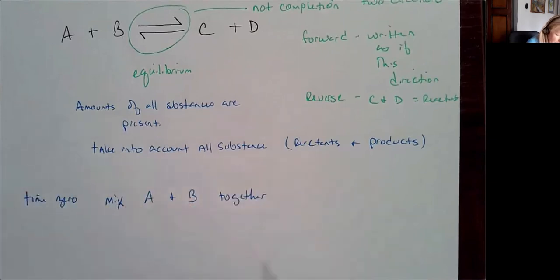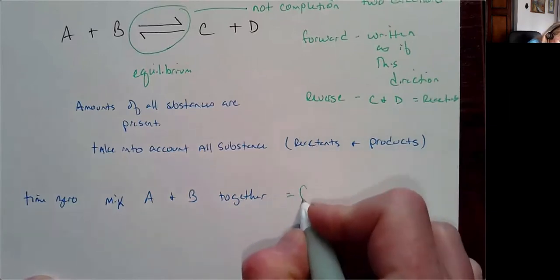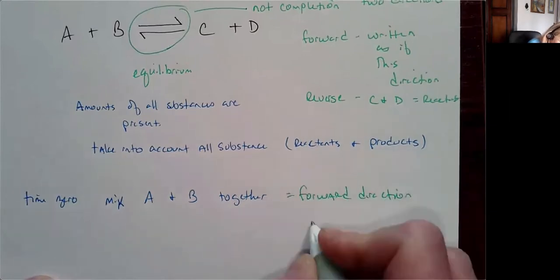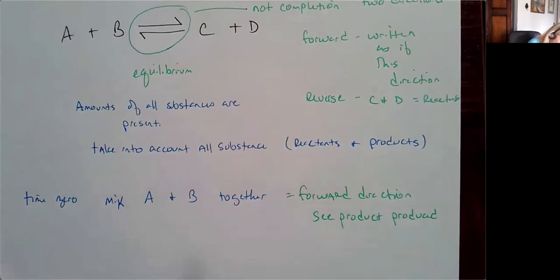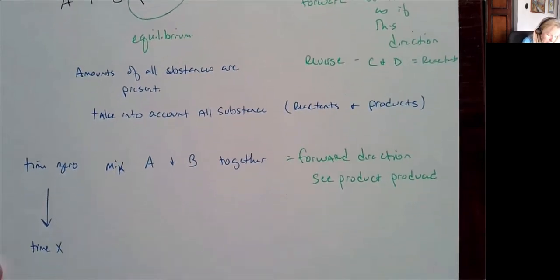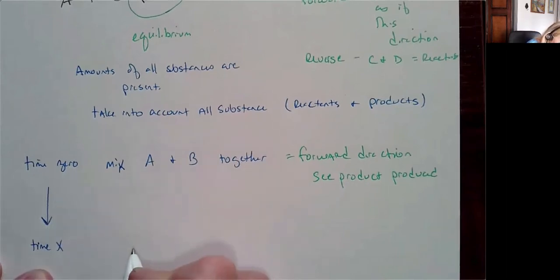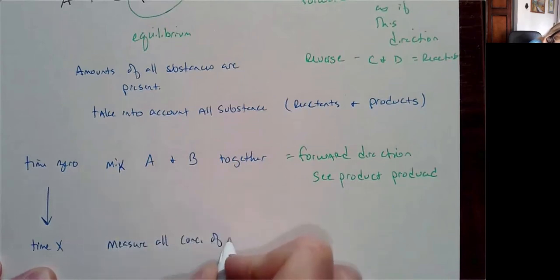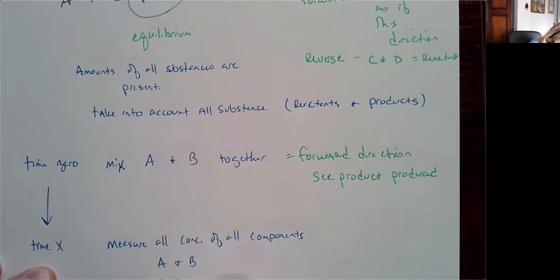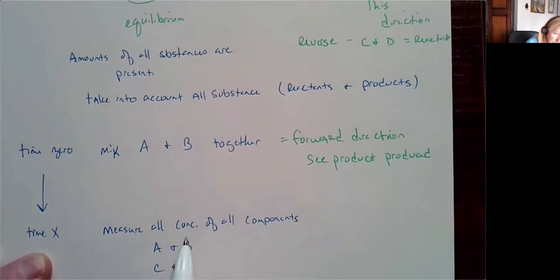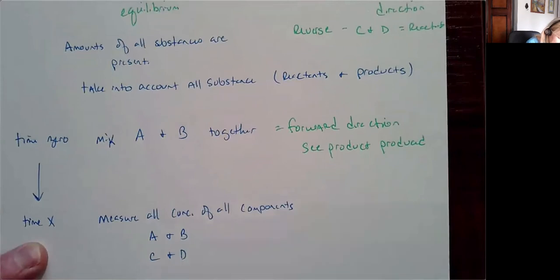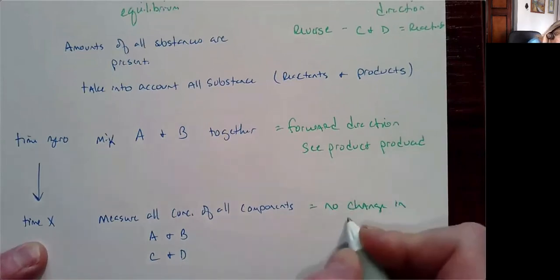At this point, this is going to go in the forward direction, and I'm going to see product produced. At some other point in time, and it doesn't matter, it's going to be dependent upon the chemical reaction how much time it's going to take to get there, I'm going to have a scenario where if I measure all the concentrations of all the components, so A and B and C and D, and I look at the concentration of all of these, what I'm going to see is that there's no change in concentration.